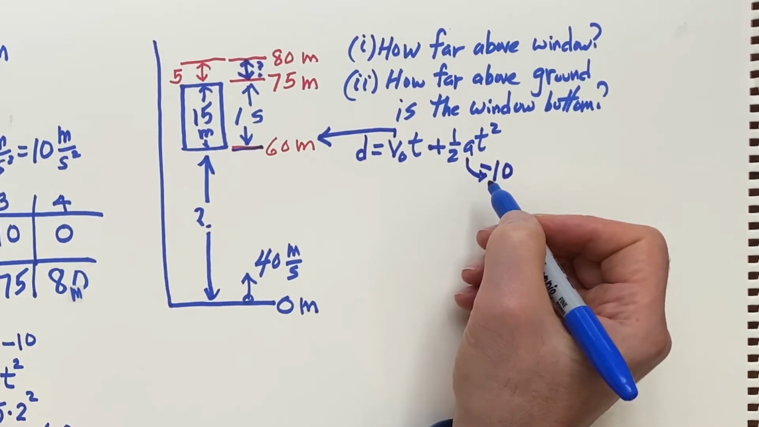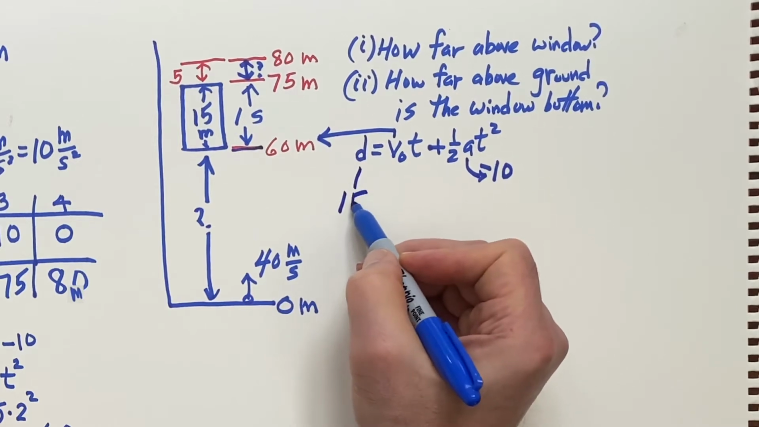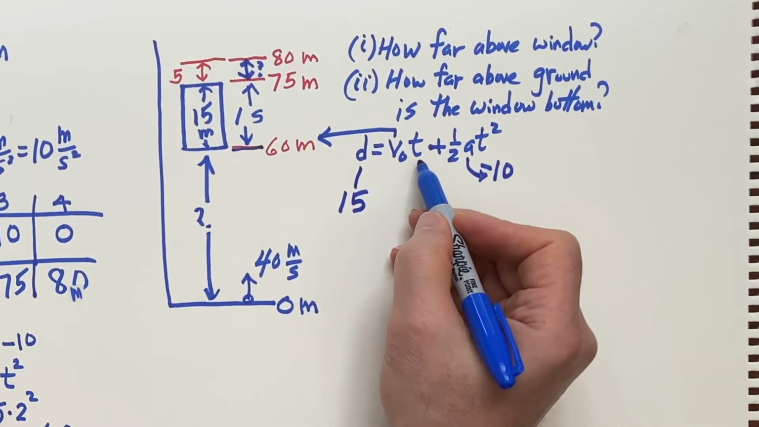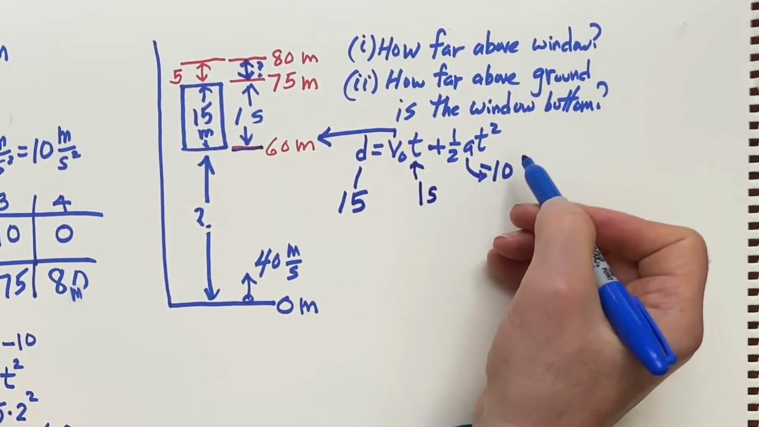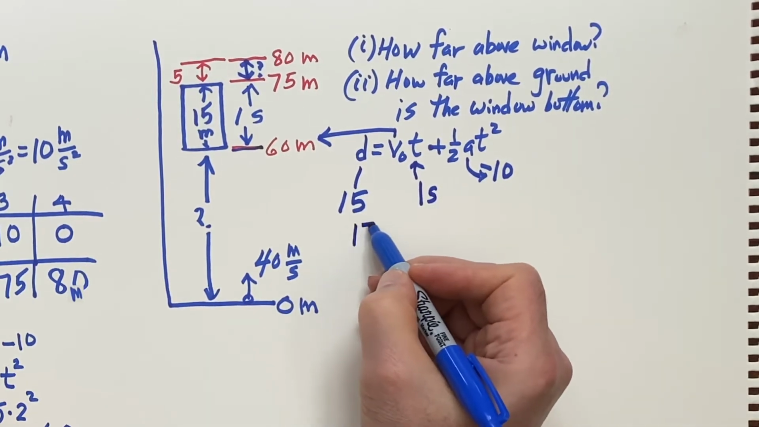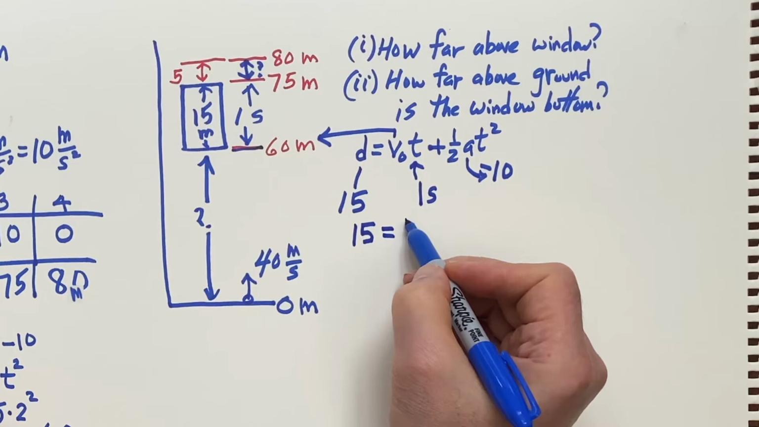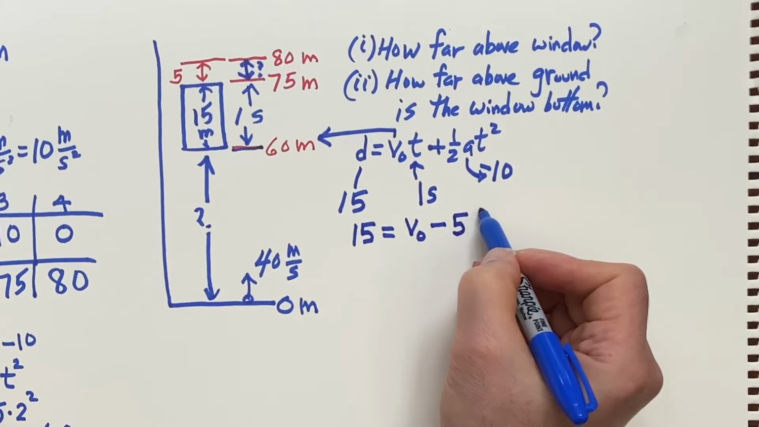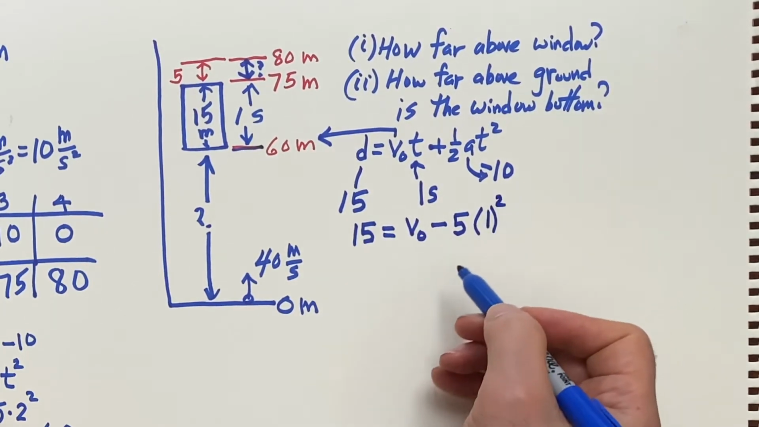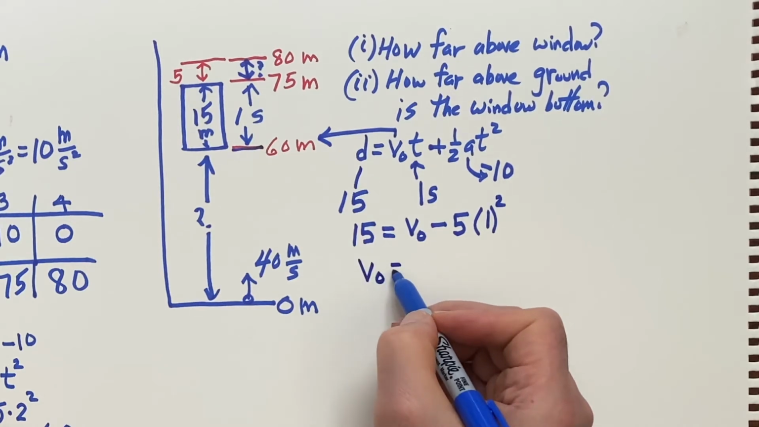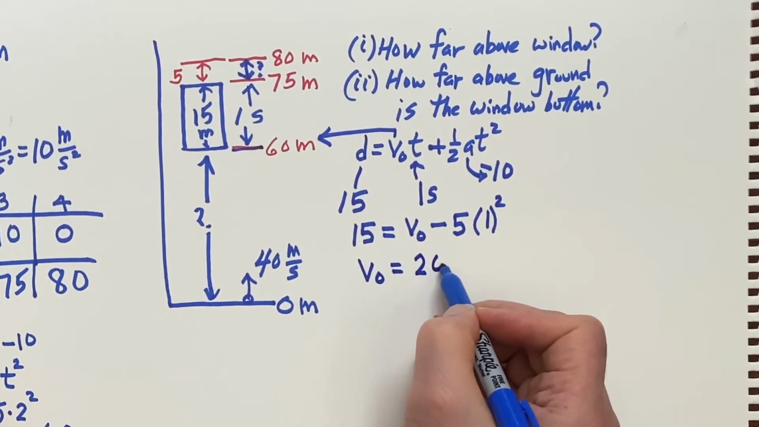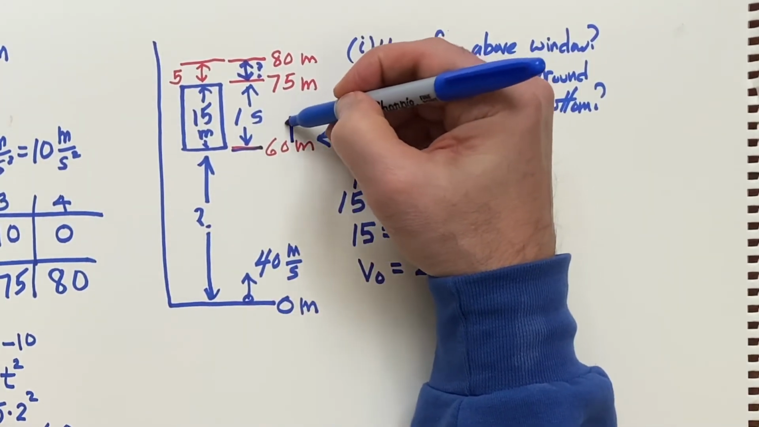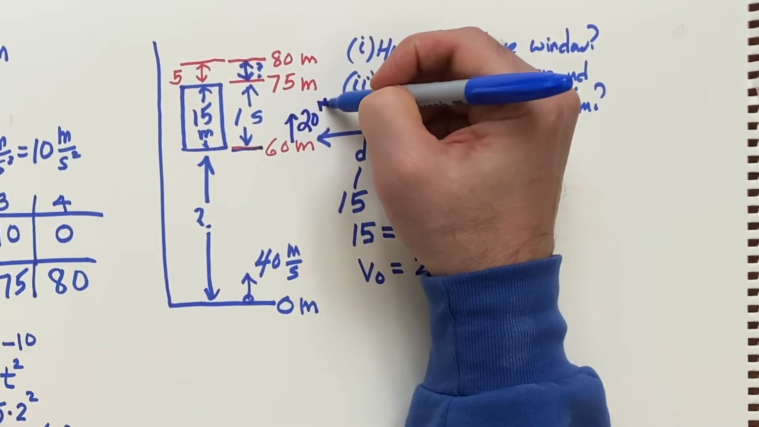So if we work that out, we know that this is 15 meters, and we know that t is 1 second. So that gets us the equation 15 is equal to the unknown v naught times 1 minus 5 times 1 second squared. All right, well, this is easy. v naught is equal to 20 meters per second. So I know that at this point, the ball is traveling at 20 meters per second.